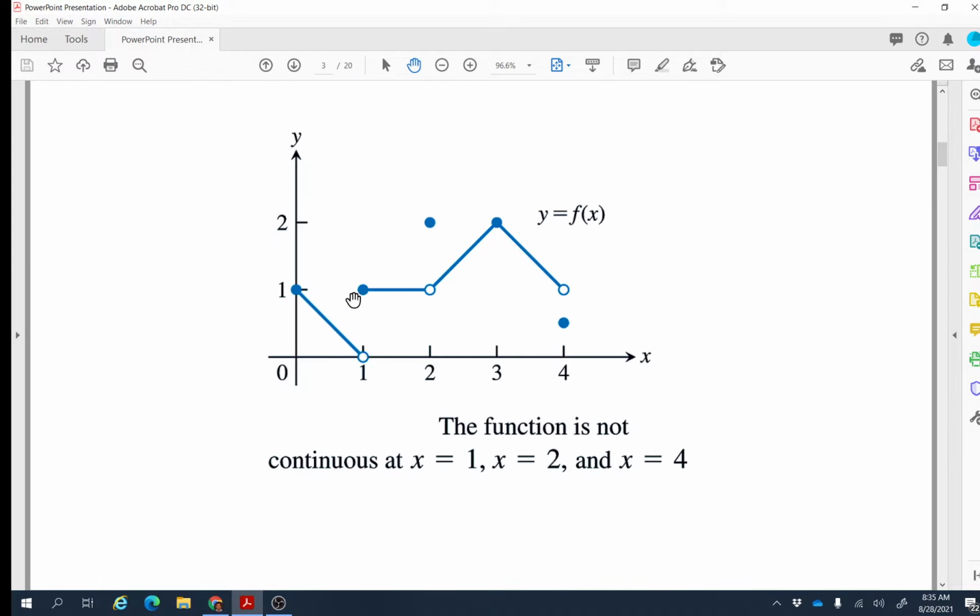This is another example, which is the graph of function f of x. As you can see, at point 1, there is a jump. At point 2, there is a circle, and the value of the function at 2 is 2. At point 4, again, there is a circle, and the value of the function at 4 is a half. So this function is not continuous. This graph is not continuous at point 1 because of this jump, at point 2 because of this open circle, and at point 4 because of this open circle.